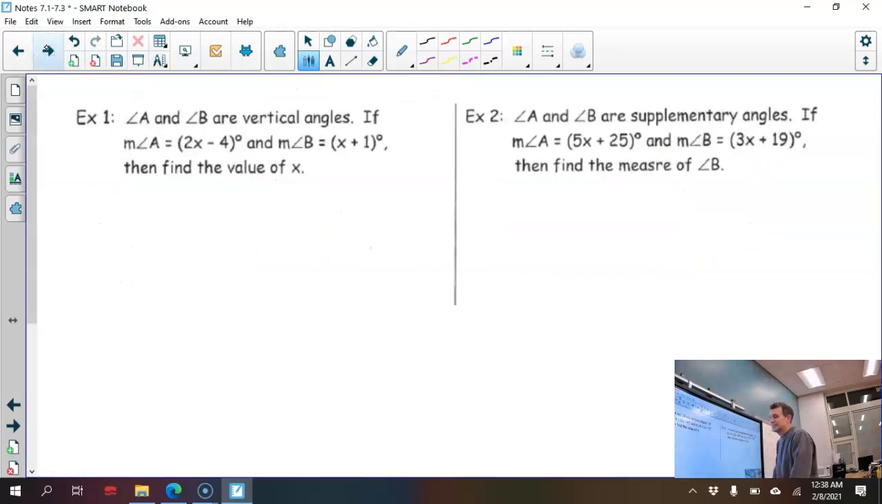All right, so I have a few examples. I'm going to do these relatively quickly. I'm not going to really finish them, but I want to show you how to do them so you can do the homework. So you need to take the relationships that you know exist and solve for the angles or solve for x. It says here that A and B are vertical angles.